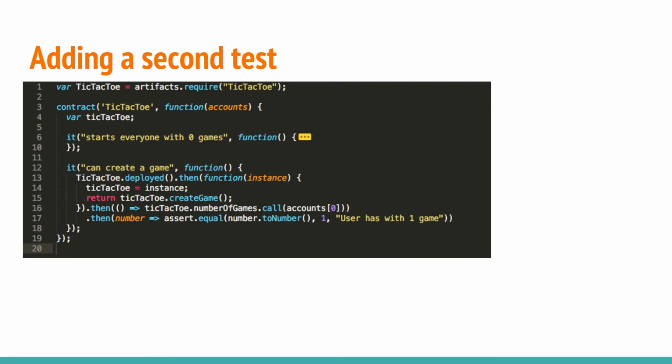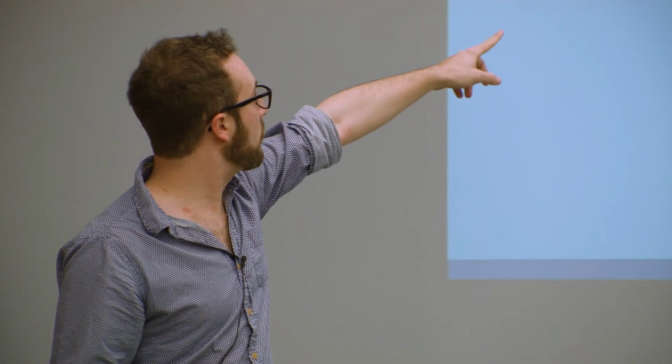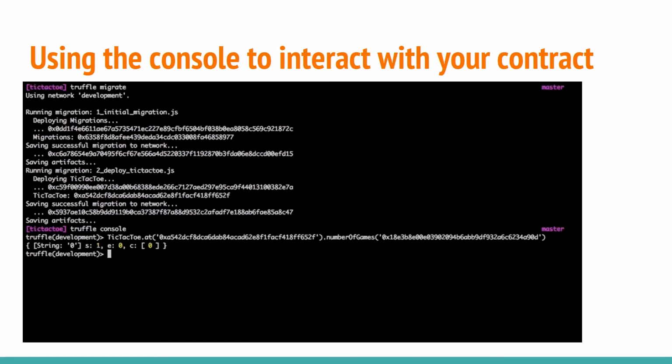So here I've sort of code folded up the first one. The second one now says, all right, well, great. I start with 0 games, but now when I call create game, I should go up to 1, right? So in this case, we have 2 thens. We start from this blank state, and then we create a game, and then we call number of games, and then we assert that that value is now equal to 1. And that passes as well, thankfully. Probably should have written the test first.